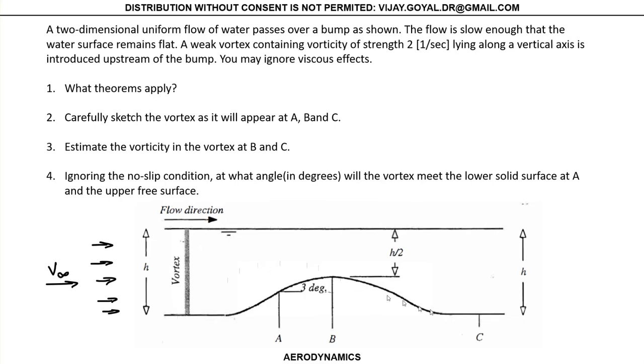And this is a very good case of a wind tunnel where we may have a big fan here that's generating this flow. And this flow has been generated in this section, and the flow has become uniform as it has moved along. The flow is slow enough that the water surface remains flat. So this is the water surface at the top, and this is going to remain flat. This surface is not going to move; it's going to stay as it is.